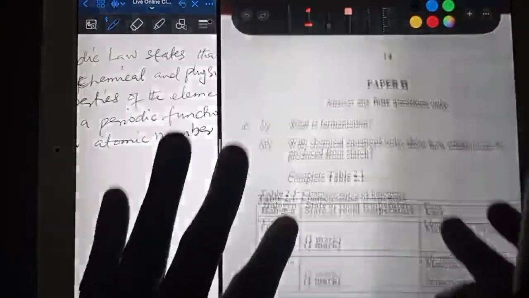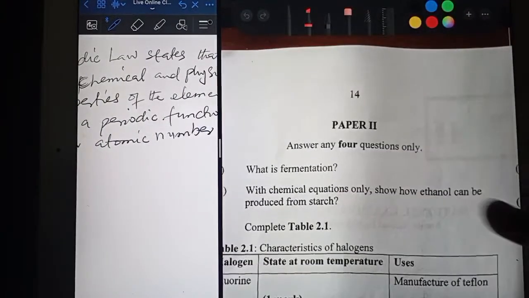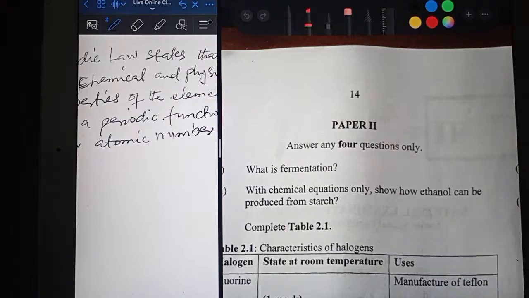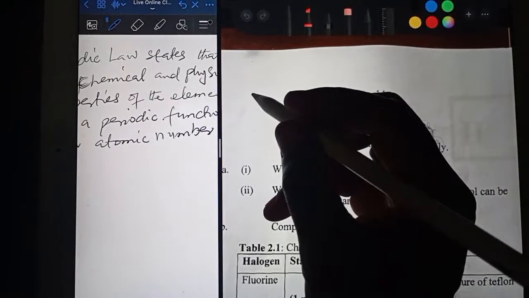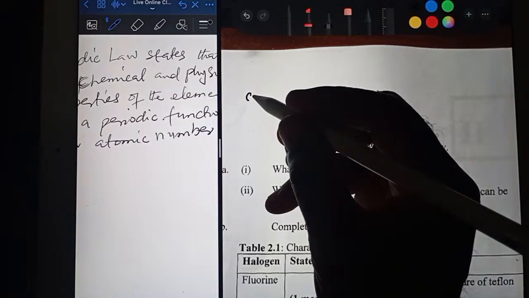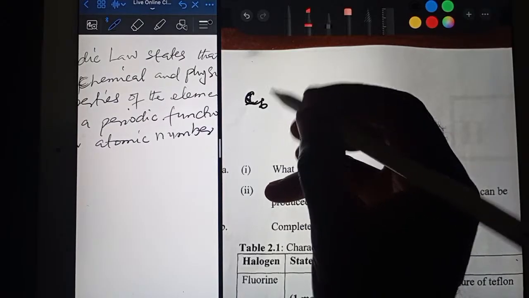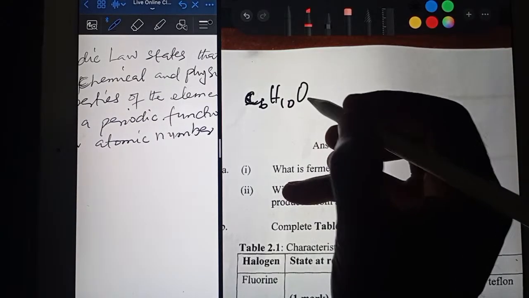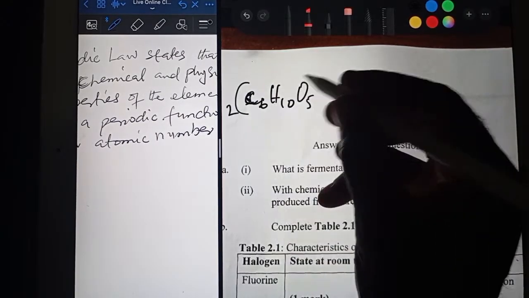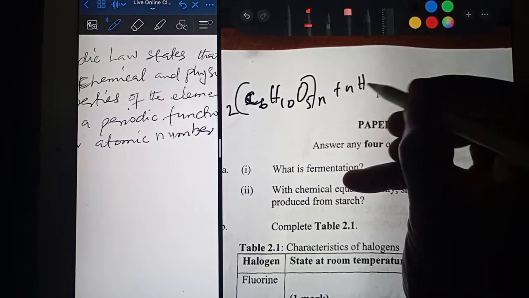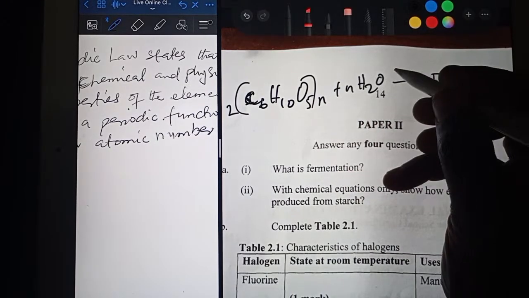The first one is conversion of the starch to maltose, and the enzyme that does this is diastase. So diastase is one of the first enzymes to be discovered. I want to use the equation again: (C6H10O5)n, with the bracket and n to show that it is a polymer, plus nH2O. What I'm just correcting is the enzyme involved.